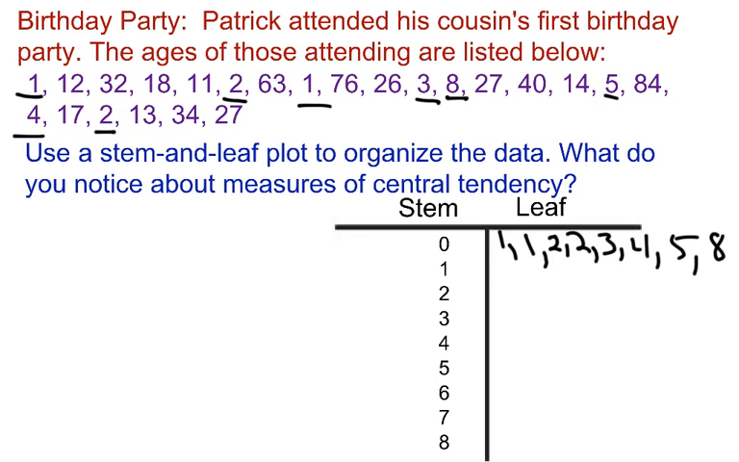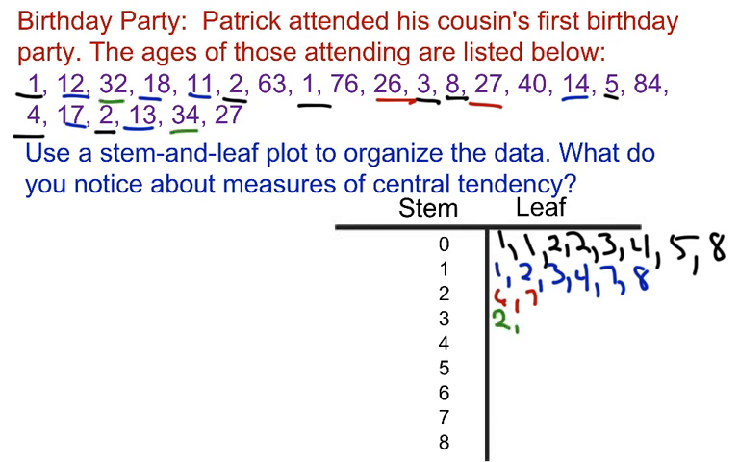Now looking at my tens, in case I miss any. I have an 11-year-old, a 12-year-old, 13-year-old, 14-year-old. So again, I just write the last digit, a 17 and an 18-year-old. All right, moving on, we have 26 and 27, a 32-year-old, 34-year-old, a 40-year-old, no one in their 50s, a 63-year-old, a 76-year-old, and an 84-year-old. Now when I'm looking at this data, I can also see that I've missed a 27-year-old, so I need to make sure that I put that twice.